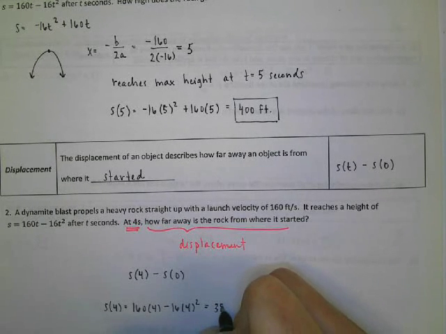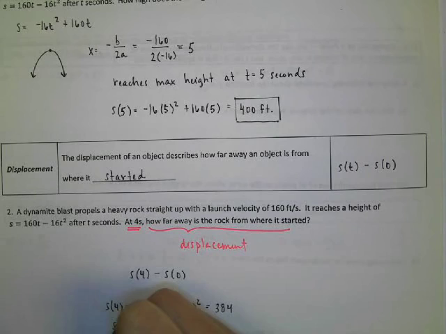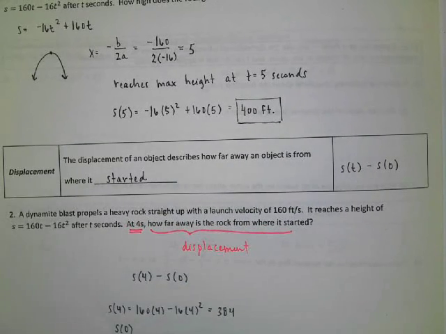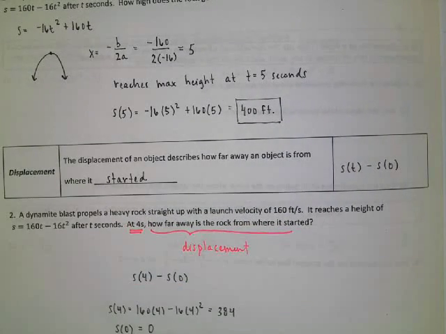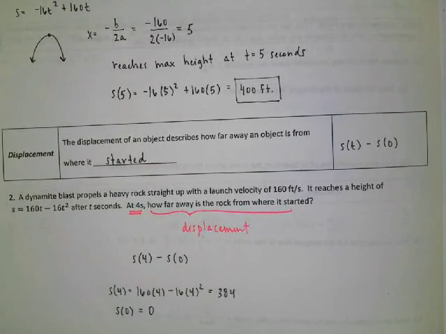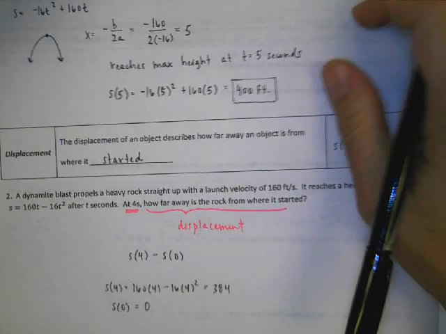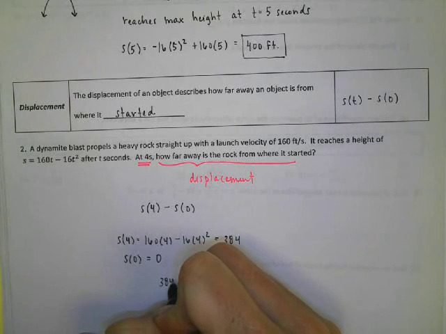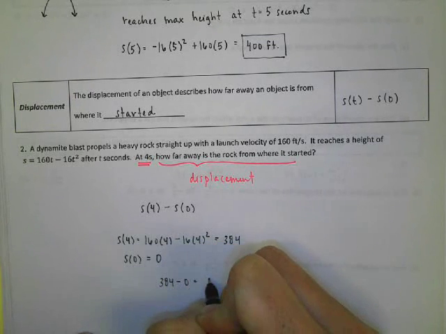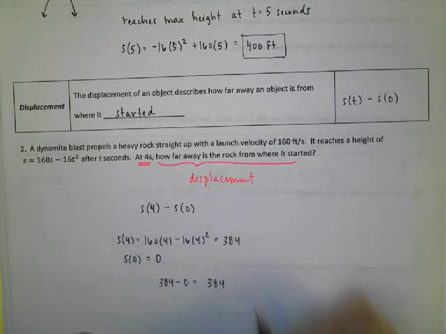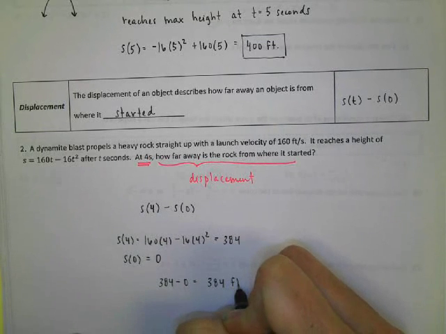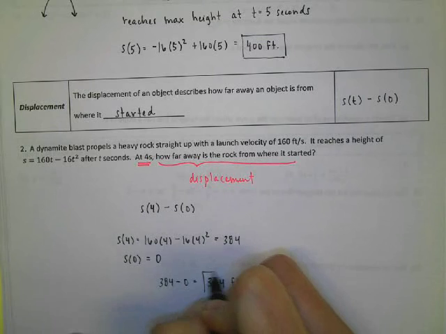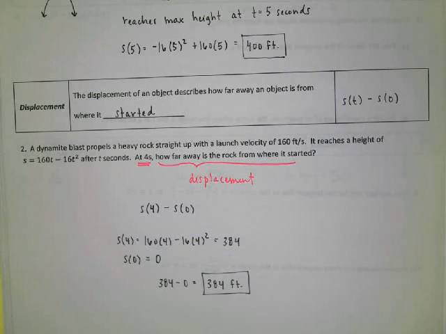And I get 384. S of 0 is going to be 0, right at the starting point that rock started on the ground. So if I subtract those, I get 384 minus 0. So I know the displacement is 384 and my units are feet. So that is how far it is from where it started.